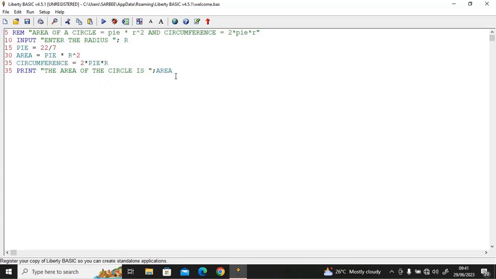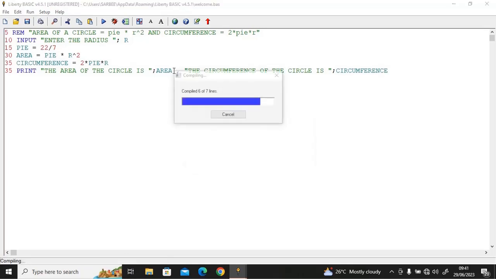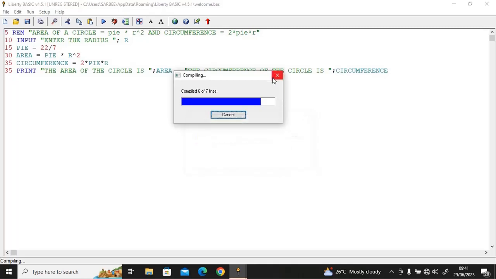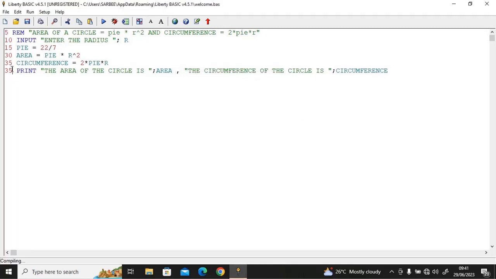So the area of the circle is this, and comma, the circumference of the circle is then what we're gonna do here, semicolon, then circumference. So let's run this. Let's check. I didn't check this very well. So 35, this is going to be 40.